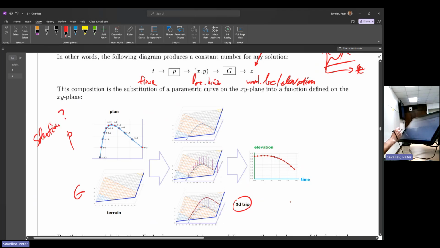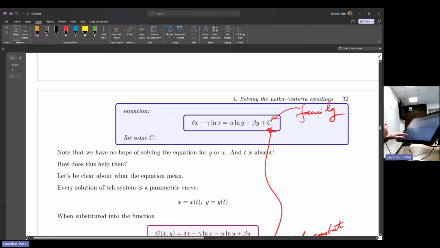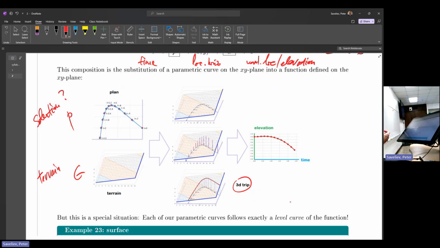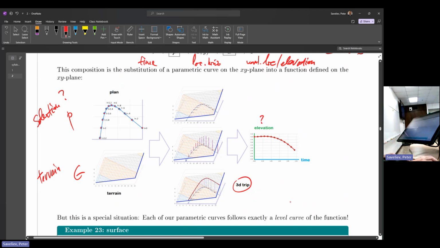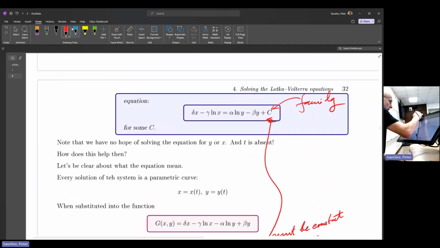And we ask ourselves, what if we compose my solution with this function that doesn't have a special name, but nonetheless, it comes from our work that we've done. So this is my terrain. And what happens if we substitute one into the other? And the answer is we end up with a function of just time. Well, actually, this is the question: what is the meaning of Z? I haven't thought about that, but that just occurred to me that that's a fair question to ask. What is the meaning?